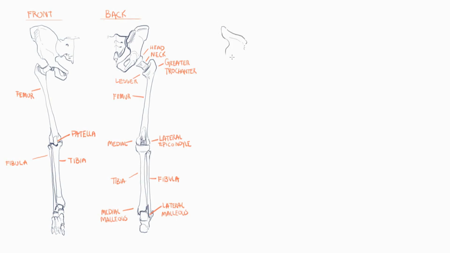Now let's have a look at these structures in a three-quarter perspective view. Here I'm just indicating the shape of the ala, or the wing, of the hip bone. There's the acetabulum, the neck of the femur sticking out. Now I'm drawing in the length of the femur, the lateral and medial epicondyles, and the patella. Now here I'm drawing in the tibia and the fibula, which sort of sits underneath the head of the tibia. Now I'm drawing in those forms for the malleus.